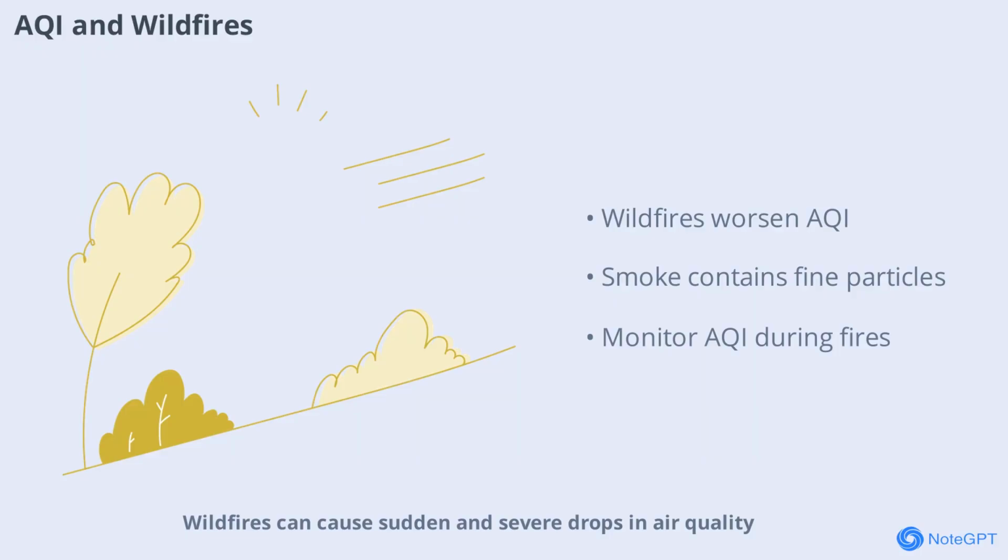Wildfires can cause sudden and severe drops in air quality, sending the AQI into the hazardous range. Smoke from wildfires contains fine particles and toxic gases that can travel long distances. During wildfire events, it's important to monitor AQI updates, stay indoors, and use air purifiers if possible. The AQI helps communities respond quickly to protect public health during these emergencies.